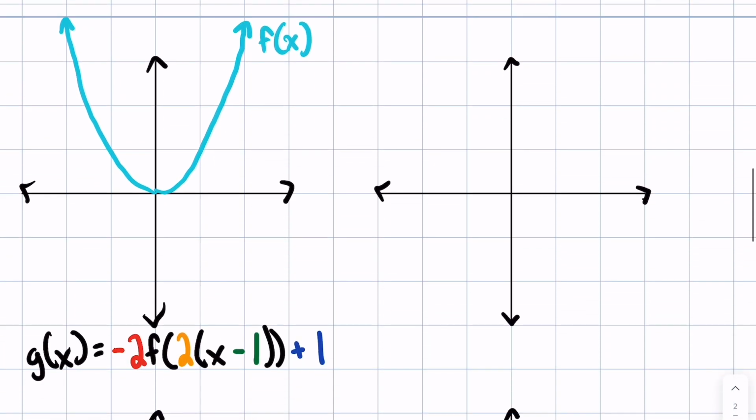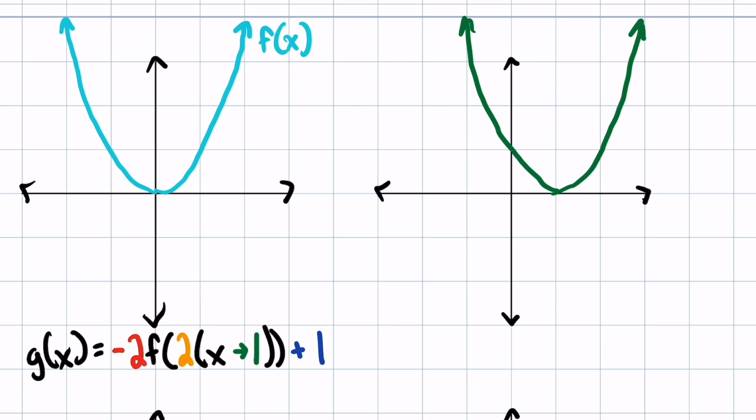So we have a graph of this function f of x, and then we have a definition of g of x in terms of f of x, and we want to graph g of x. So the first thing that we're going to do, we're going to start from the inside out, right? So the closest thing to x is going to be what's actually in the parentheses with it. So remember, this is an arrow to the right, so this is a shift to the right by 1. That's going to look like that.